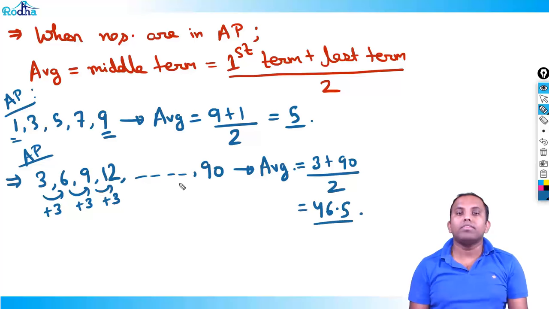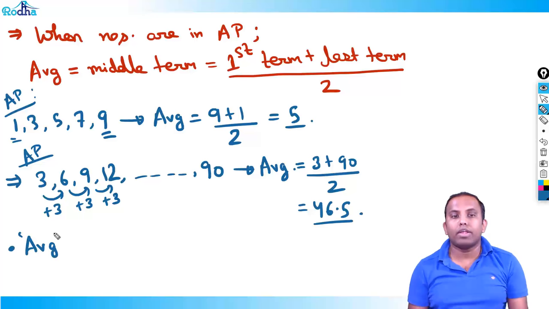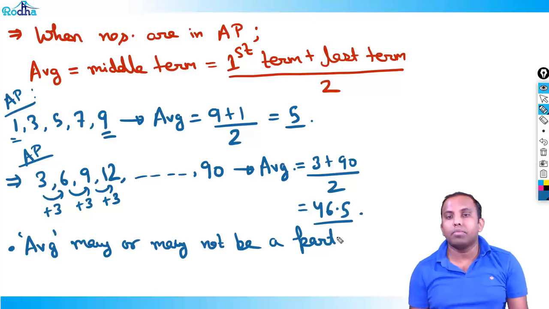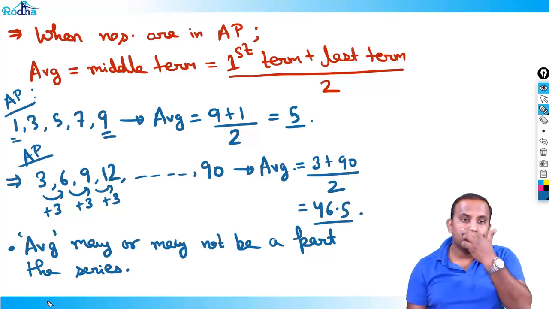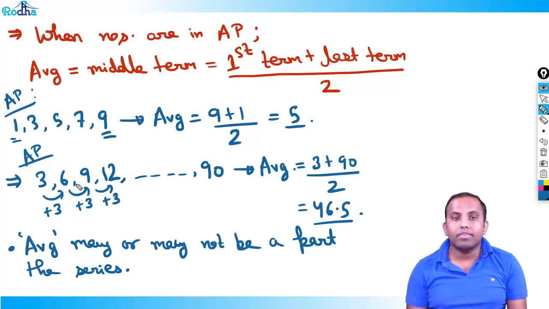Now, this average, if we find, may or may not be a part of the series. Okay, so average may or may not be a part of the series, right? Like here, 3, 6, 9, 12, this is all a multiple of 3. So in this case, we got the average as 46.5, which is not a part of the series, right? 46.5 won't occur in the series, right? Because all these numbers are multiples of 3. So near to 46.5, like 45, then 48, these terms will go. 46.5 will not be a part of the series.